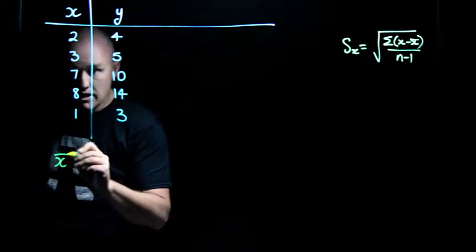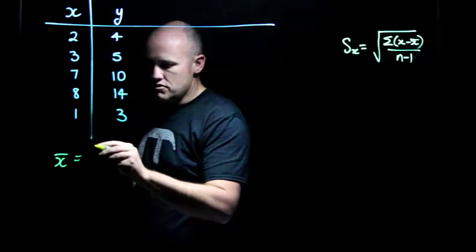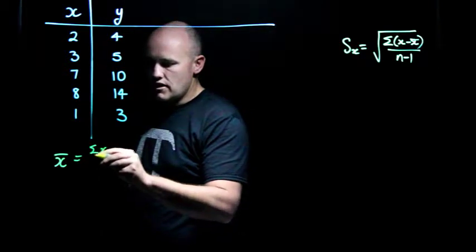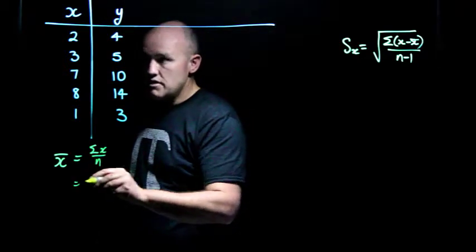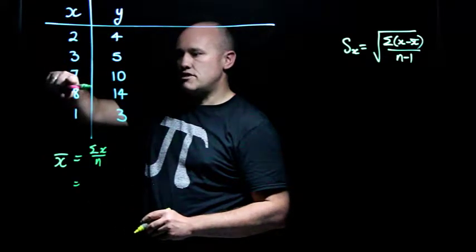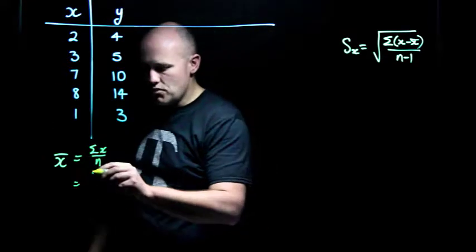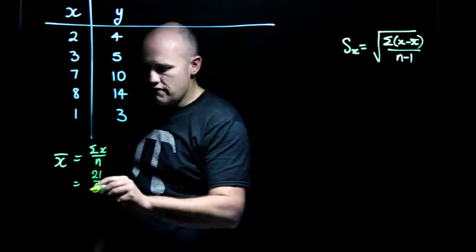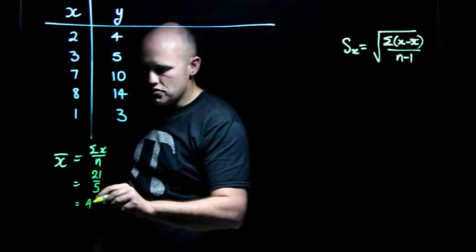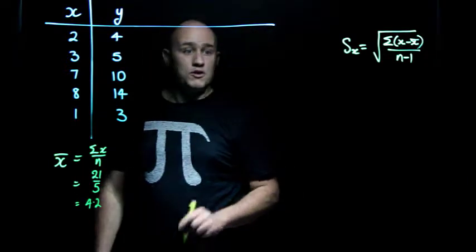X bar is the mean, and the mean is equal to the sum of all my x values over n. In this case, that's 2 plus 3 is 5 plus 7 is 12 plus 8 is 20, plus 1 is 21. So it's 21 over 5, which is equal to 4.2. So my mean is 4.2.